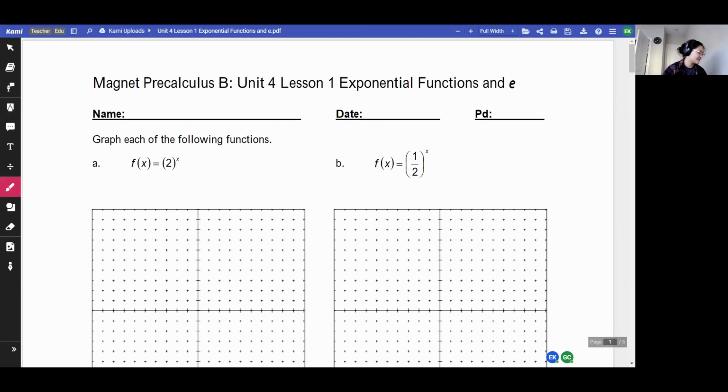We are starting exponential functions. Well, we already did exponential functions, I guess, but the number e. I didn't stutter. The number e.